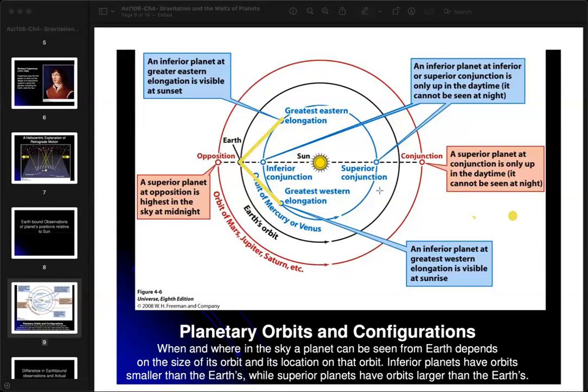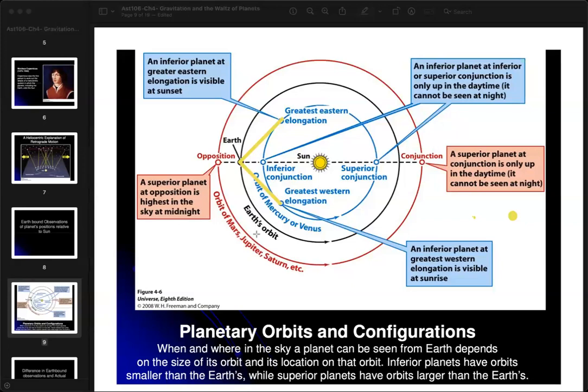Okay. And the same thing happens. There's a corresponding greatest eastern elongation and greatest western elongation for Mercury. However, Mercury's orbit is much smaller, so it doesn't stay in the sky for too long. There's a short period of time for parts of the year where you can see it before sunrise, and a small time after sunset when you can see it.